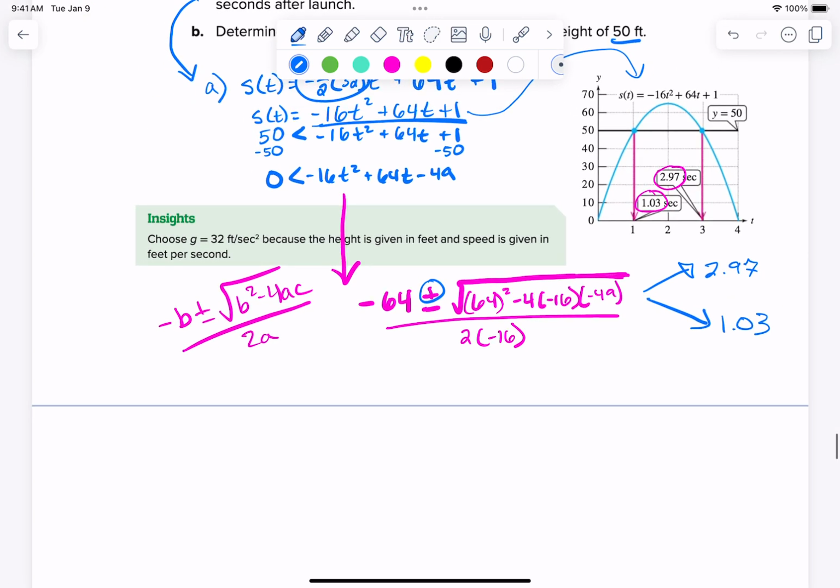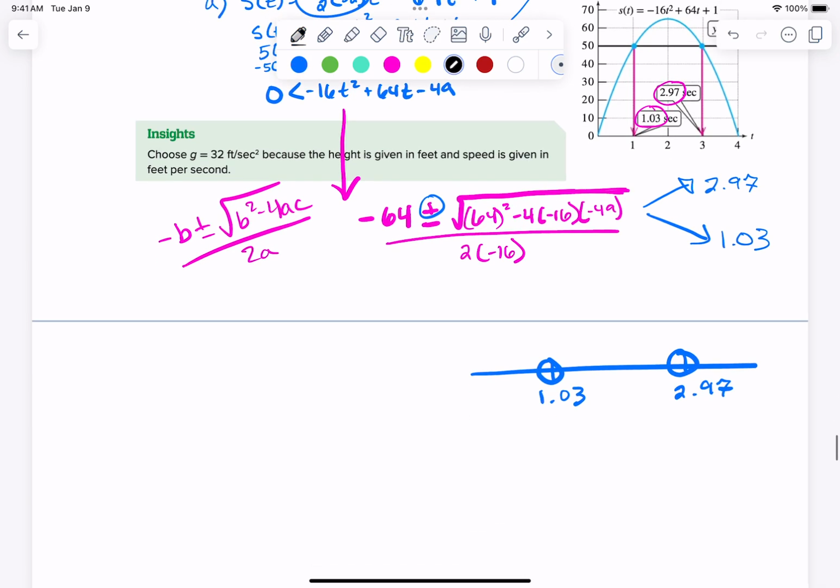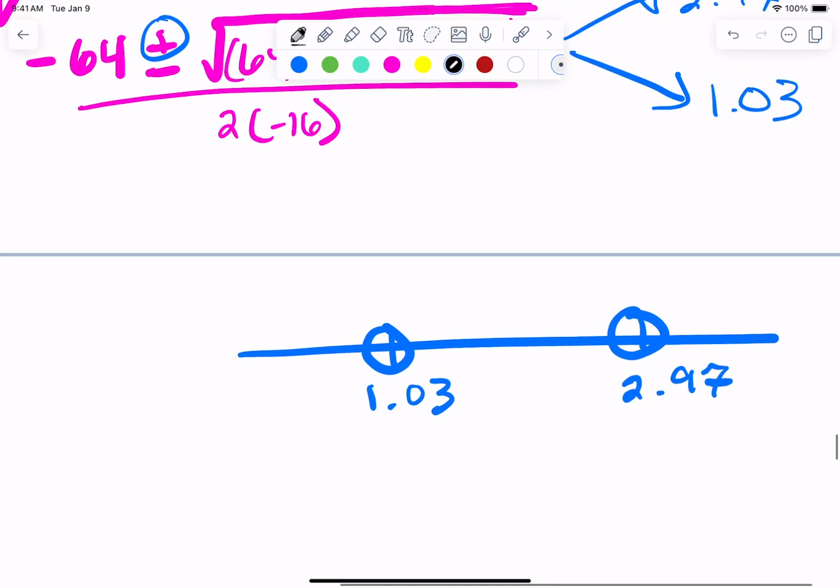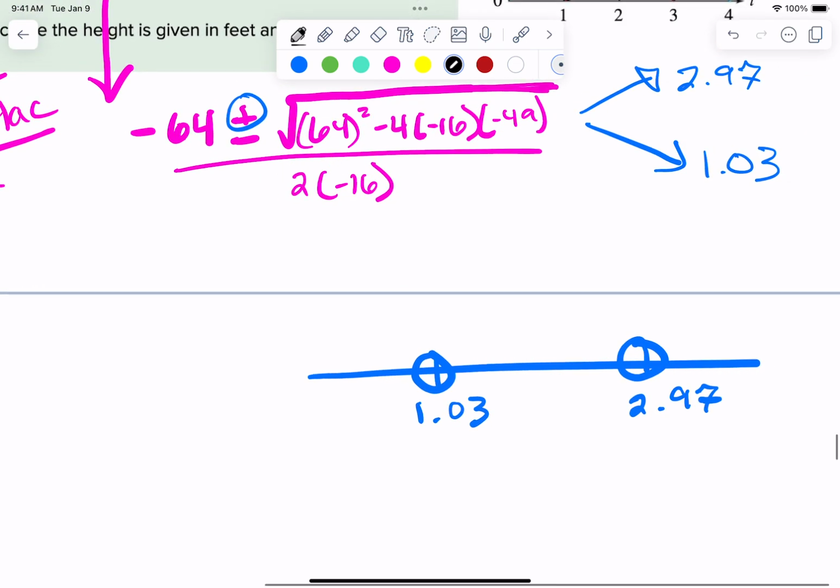Now, this means that if I do this on a number line, I have 1.03 and 2.97, open circle, open circle. Now let's test some points. What's a number on the left side of 1.03? 0, because we have to. You can test 1 if you want to. What's a number between 1.03 and 2.97? 2. What's a number on the right side of 2.97? 3. Let's test them.